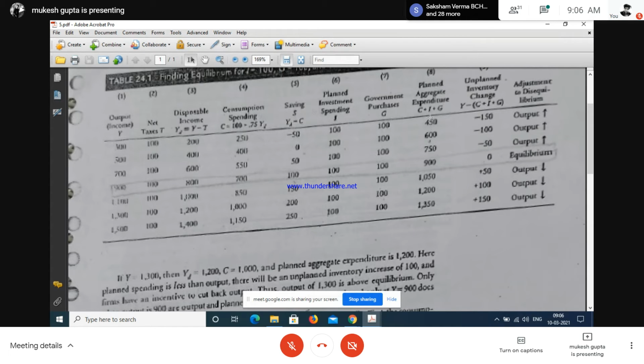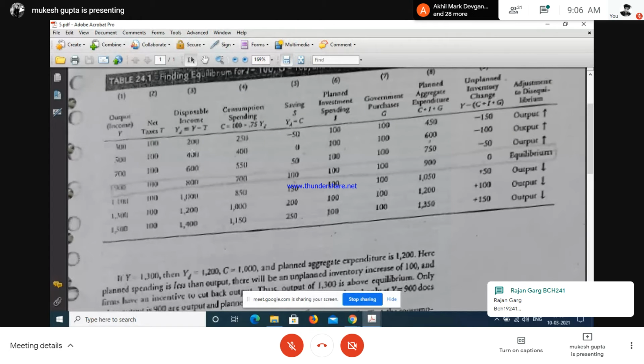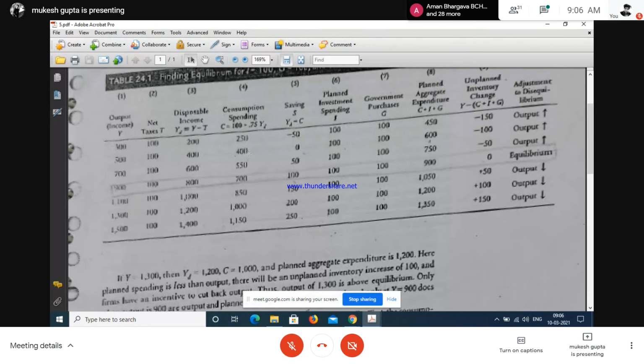So planned aggregate expenditure exceeds the level of income. So what will happen? There will be a decrease in the inventory. Investment will increase and output will increase. Now, in the second stage, as the output has increased, the income has increased to 500. At this 500, tax is fixed, but disposable income has changed to 400. With this 400, consumption expenditure is also 400. And investment is 100 again, government expenditure 100 again, and aggregate expenditure is 600.